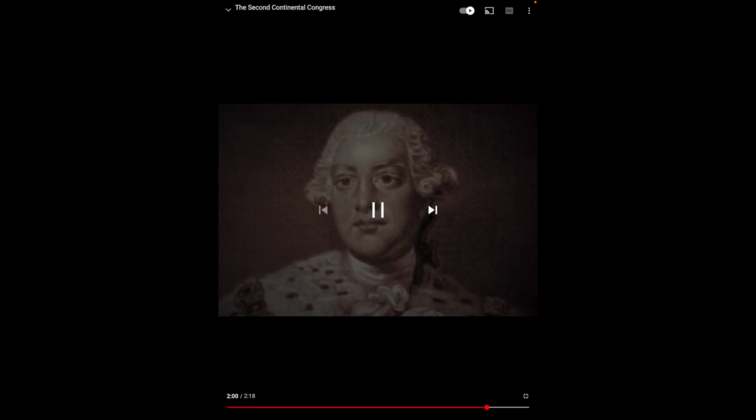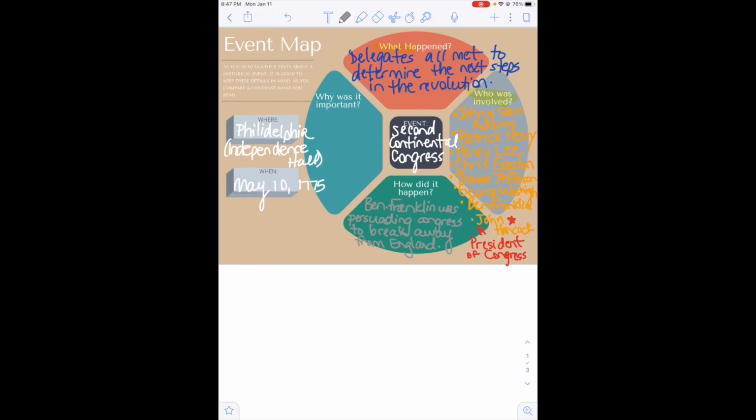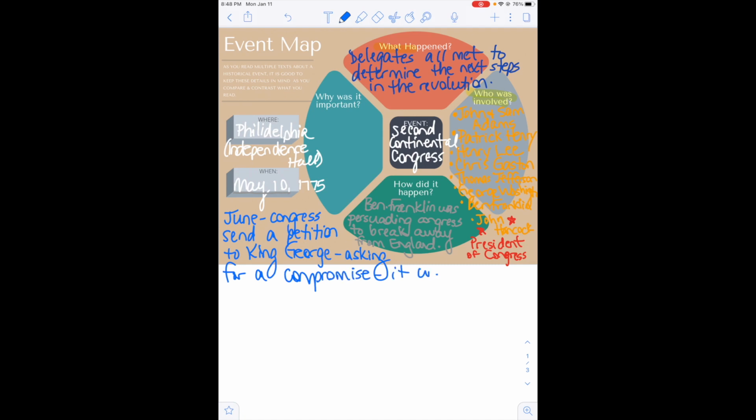The petition was rejected. So this is telling to me that while the event started May 10th, it continued on for some time. So I'm going to note that in June, Congress sent a petition to King George, basically asking for a compromise. But it was rejected.